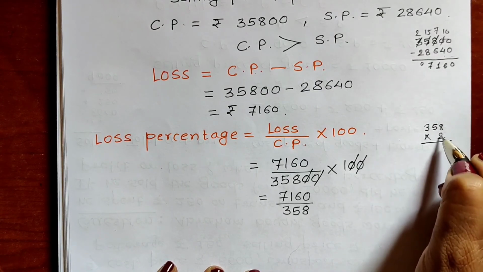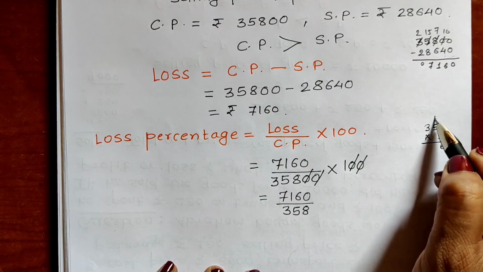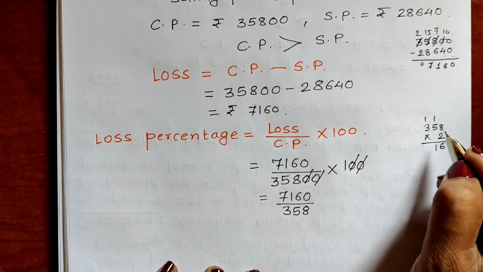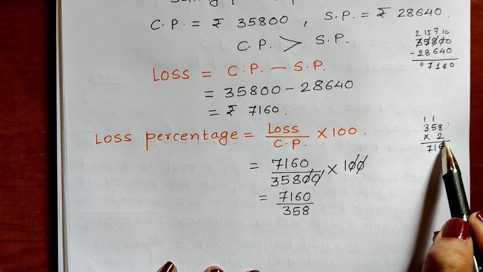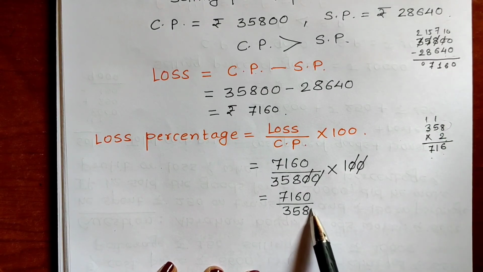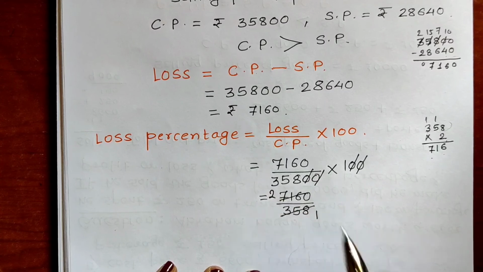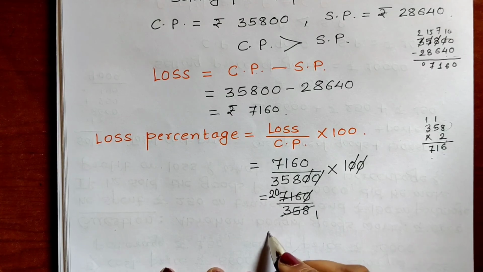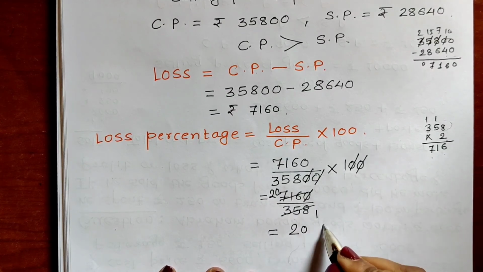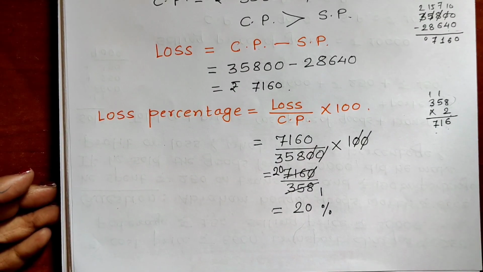358 multiplied by 2. 2 8s are 16, 6 written, 1 carried. 2 5s are 10, 10 plus 1, 11, 1 written, 1 carried. 2 3s are 6, 6 plus 1, 7. So when I multiply 358 by 2, I get 716. So 358 ones are 358 and 358 twos are 716. And then this 0 is there, so 20 we can write. So the answer is 20 upon 1, means 20%. So loss percentage is 20%.